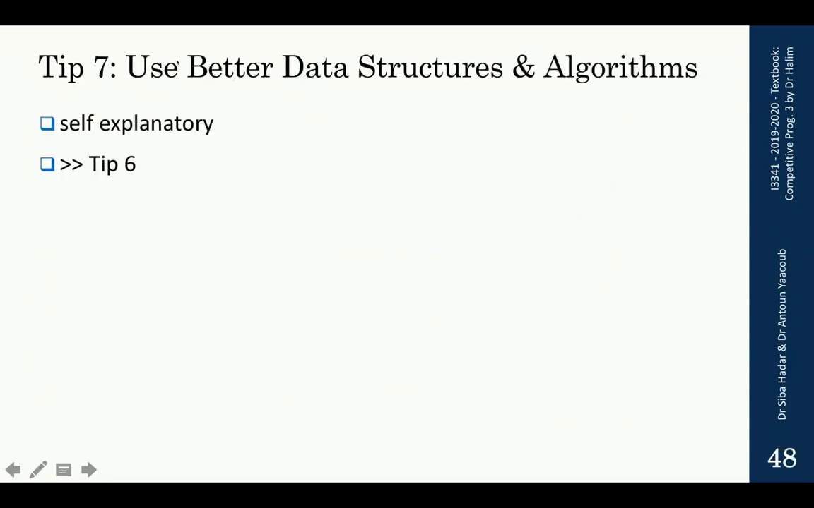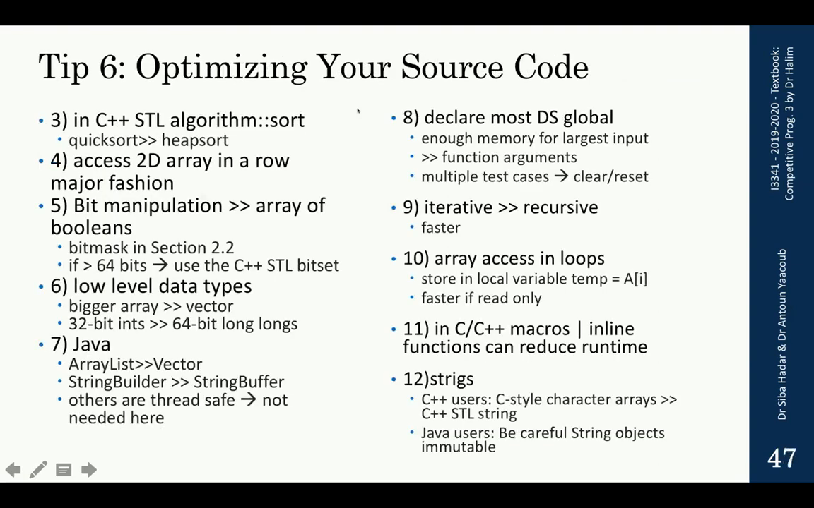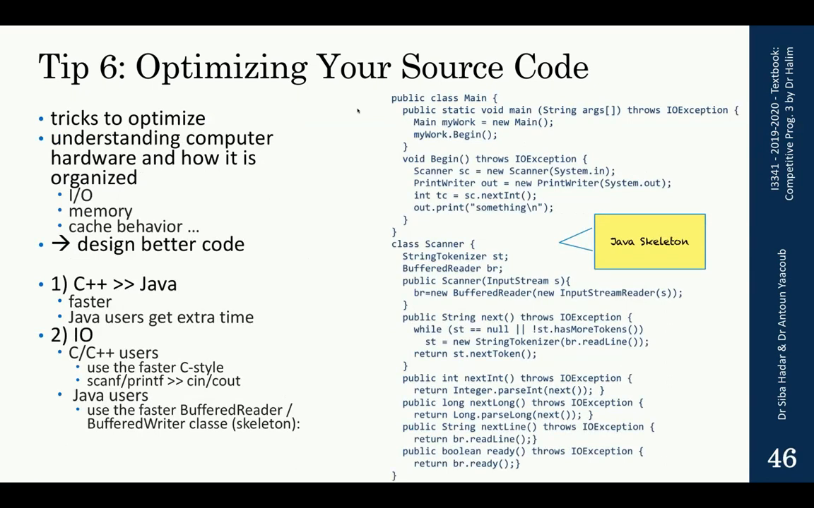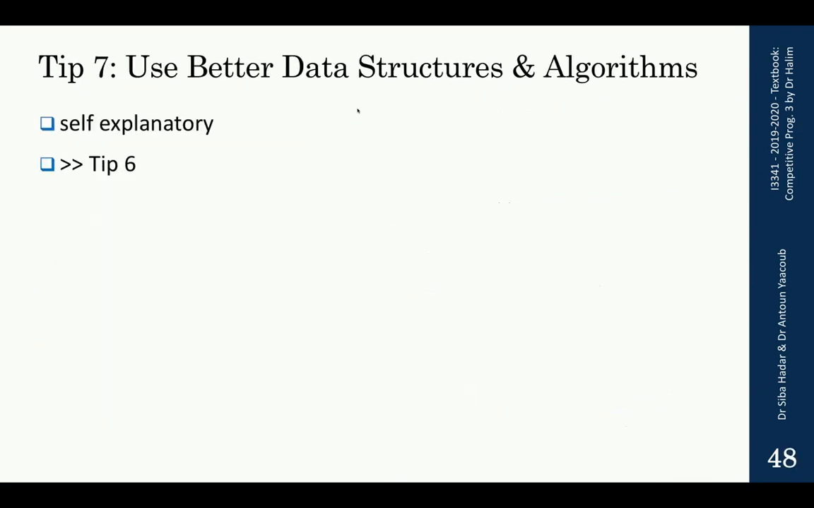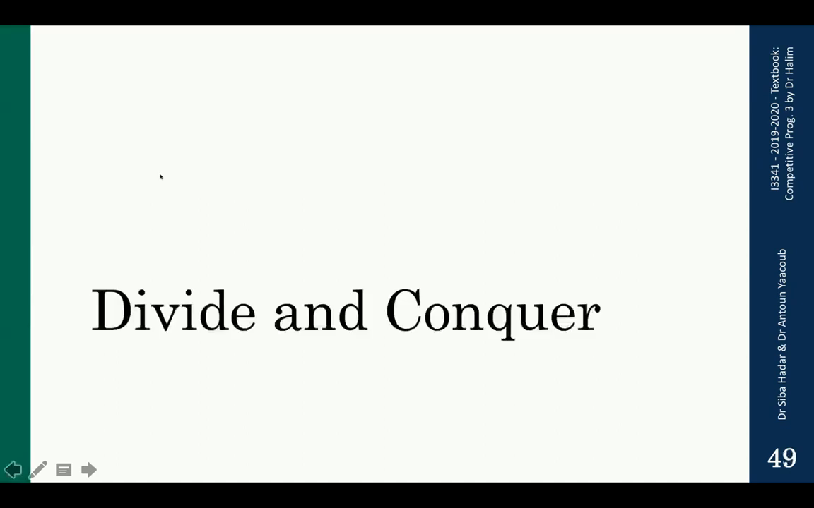Tip number 7, use better data structures and algorithms, because all the tip number 6 points are not going to be good enough and not going to be fast enough if you are not using the right algorithm and the right data structure. And this is of course self-explanatory. Next week we will see the divide and conquer paradigm.